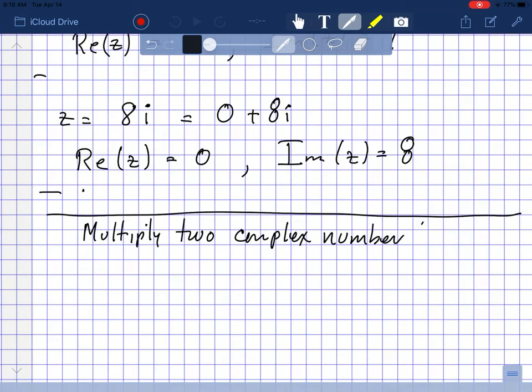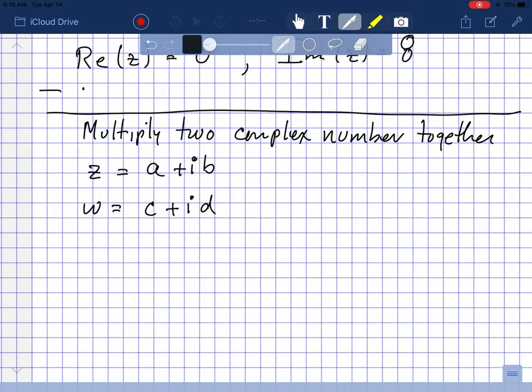And let me show you how that's done. Suppose I have the complex number z equal to a plus ib, and I have another complex number, which I'm going to call w, and this is equal to c plus i times d. Then I can form the product, z times w. This is equal to a plus i times b times c plus i times d.